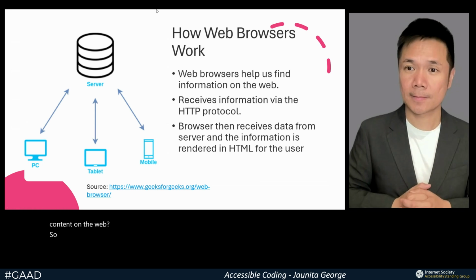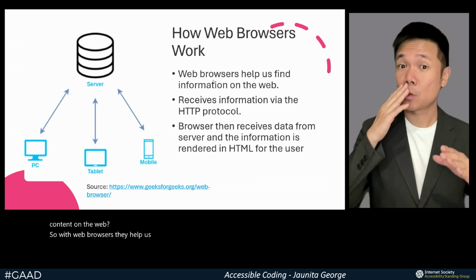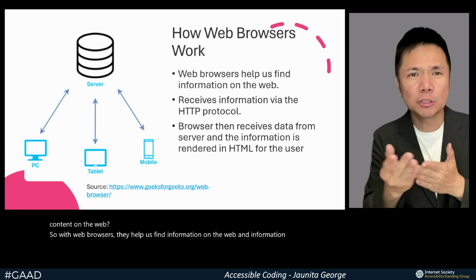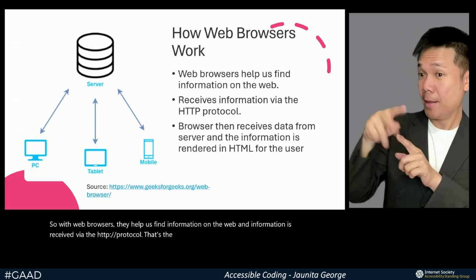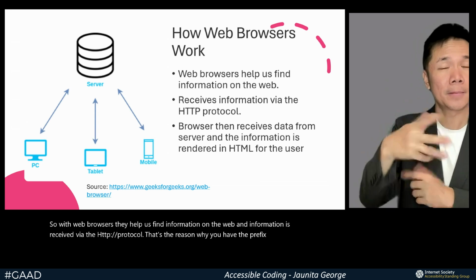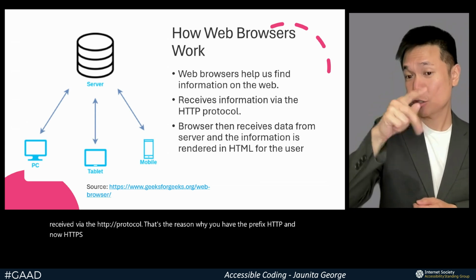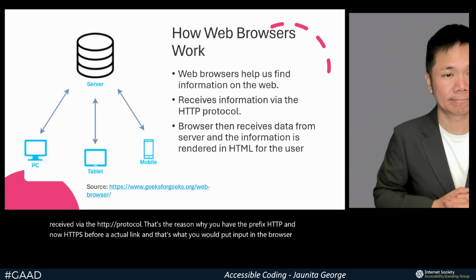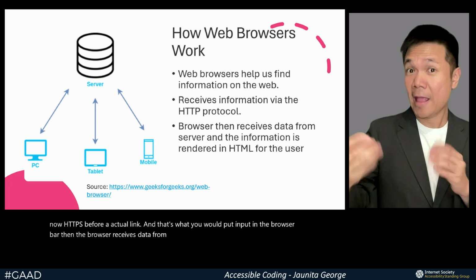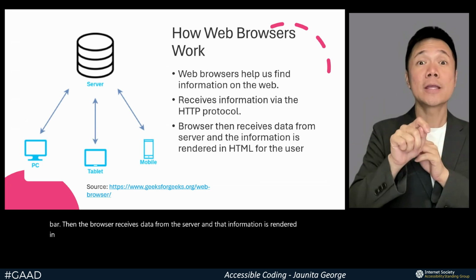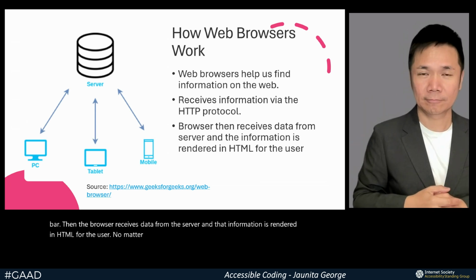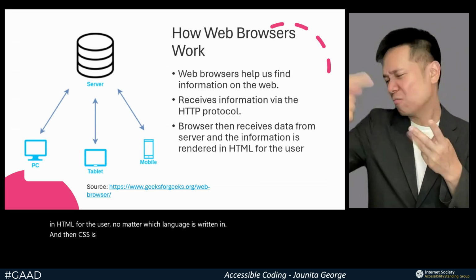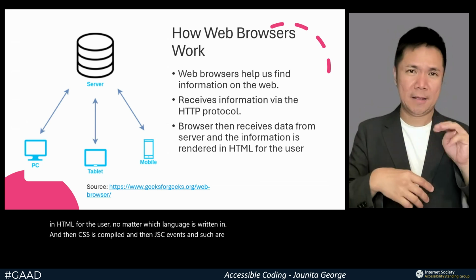So with web browsers, they help us find information on the web, and information is received via the HTTP protocol. That's the reason why you have the prefix HTTP and now HTTPS before an actual link. And that's what you would input in the browser bar. Then the browser receives data from the server, and that information is rendered in HTML for the user, no matter which language it's written in. And then CSS is compiled, and JS events and such are present and ready for the browser.